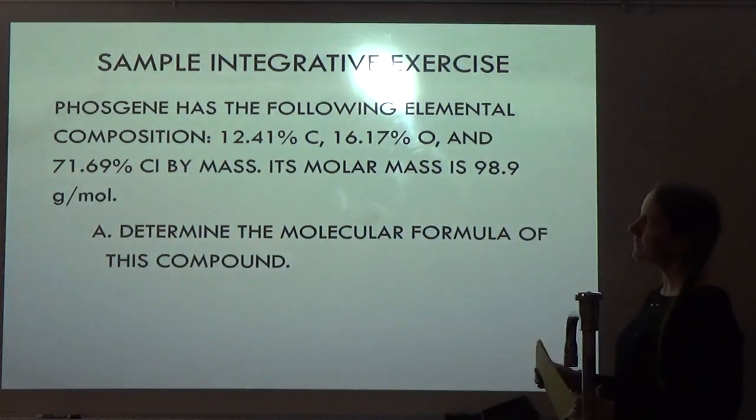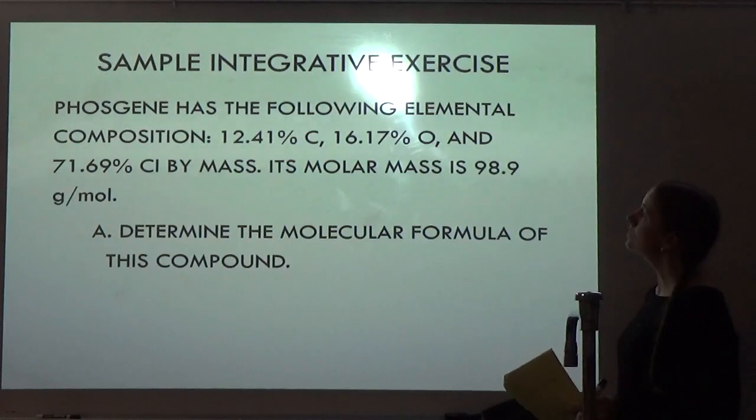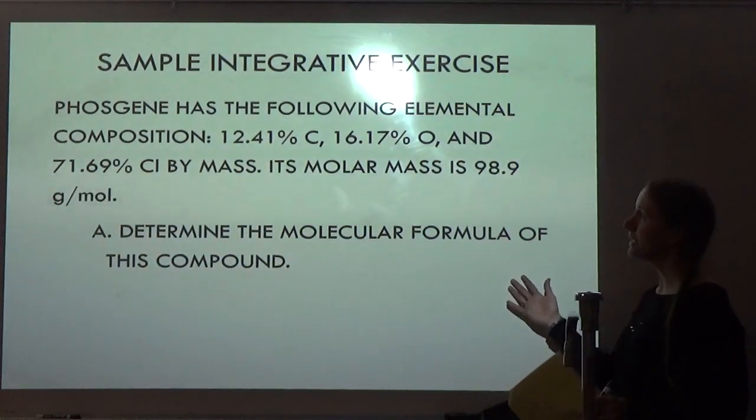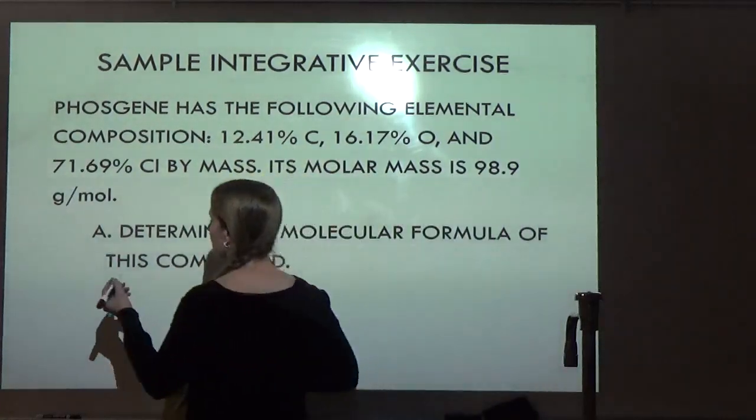So, sample integrative exercise. It says phosgene has the following elemental composition: 12.41% carbon, 16.17% oxygen, and 71.69% chlorine by mass. Its molar mass is 98.9 grams per mole. Determine the molecular formula. Okay, so y'all, I have to do the empirical formula first because they gave me the percentages.